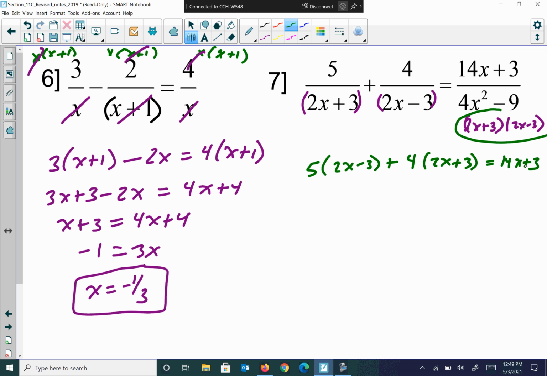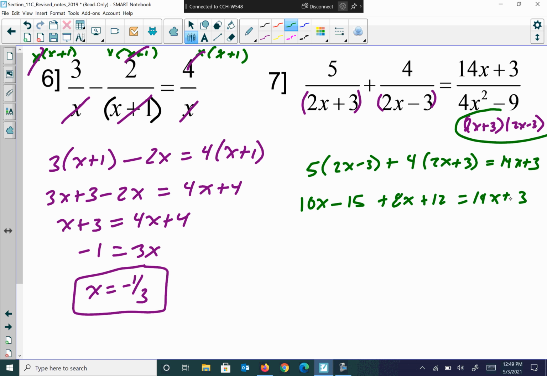Good. Okay. Hey, does everyone agree with this? If I multiply everything by 2x plus 3, 2x minus 3, the 2x plus 3's cancel. That's where the 2x minus 3 comes from. If I multiply this one, this cancels with the 2x minus 3. That's where the 2x plus 3 comes from. And if I multiply this by this whole thing, the whole thing cancels out. Agree? All right. Let's see. I'm going to get 10x minus 15 plus 8x plus 12 equals 14x plus 3.